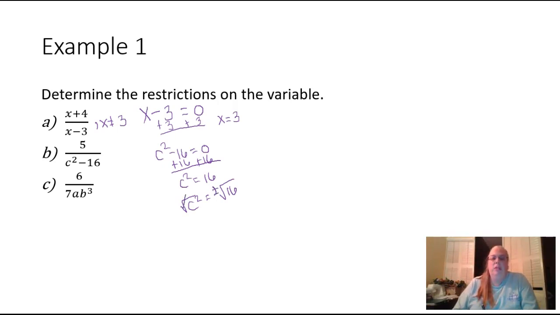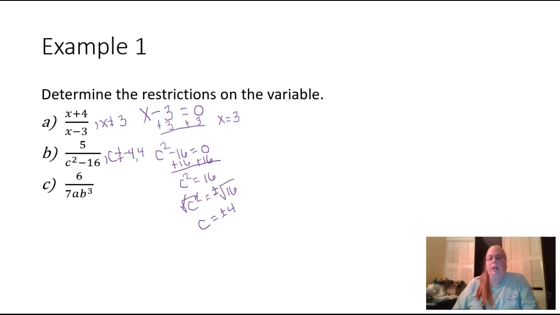Over here on the left, the square root sign and the square sign cancel. We're left with just the variable c, and 16 has a nice square root. It's 4, positive and negative 4. So for part B, the restrictions on our variable are that c cannot be equal to negative 4 or positive 4.